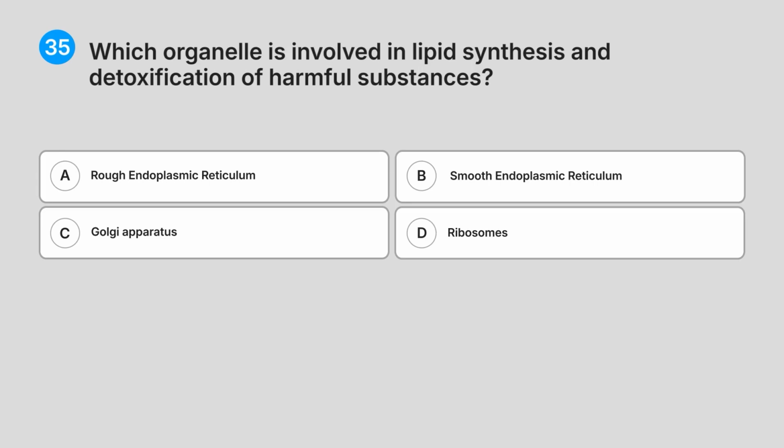35. Which organelle is involved in lipid synthesis and detoxification of harmful substances? A. Rough endoplasmic reticulum. B. Smooth endoplasmic reticulum. C. Golgi apparatus. D. Ribosomes. Can you guess the answer?